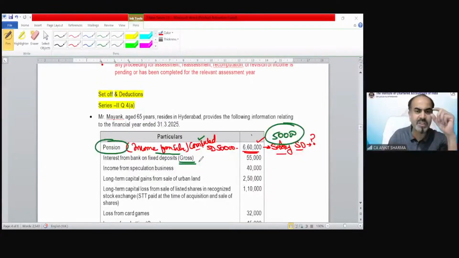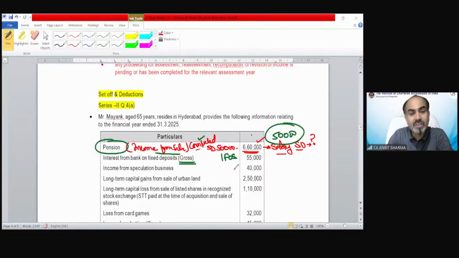Now, interest from bank on fixed deposit, and the word gross has been written. What is the meaning of this word gross? We have discussed it. If there is any income which is liable for TDS deduction, remember carefully, like commission, casual income, interest income, professional fees, technical fees, etc., and the word gross has been there, that means it is before deduction of TDS. If it has been written net, then we will assume it is after deduction of TDS and we need to do the grossing up ourselves. So in this question, because directly it has been written gross, that is not the case.